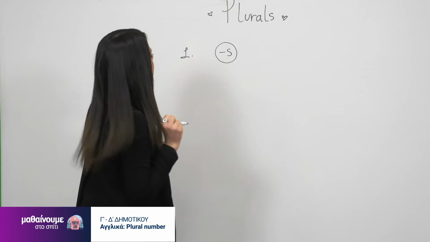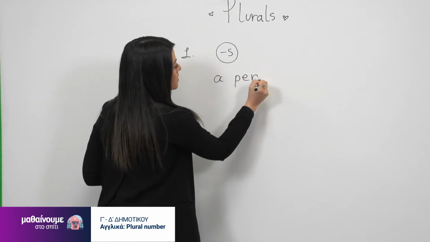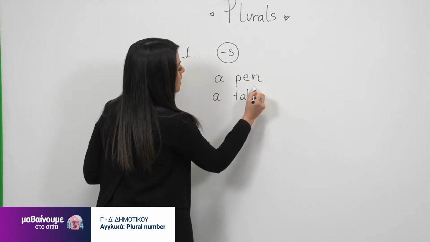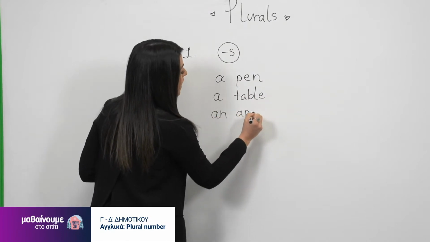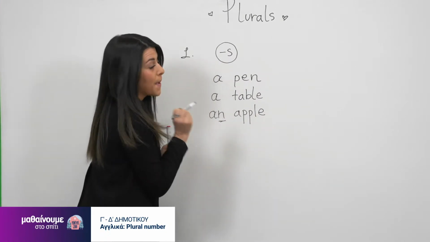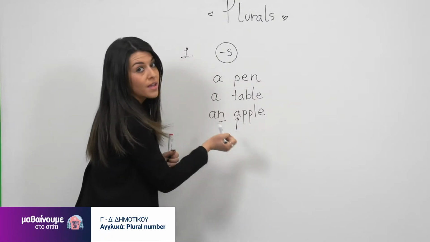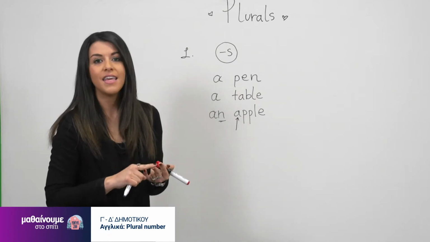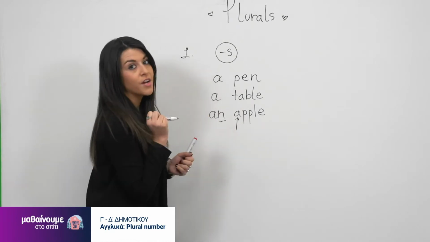So let's take, for example, a pen, a table, an apple. Okay? Careful, here we put an, right? Because the first letter of this noun is a vowel. So the vowels are 5 in English: A, I, E, O, and U. If we see a vowel, we always put an over here, okay?